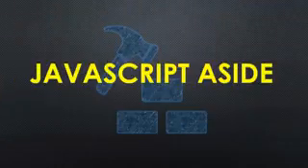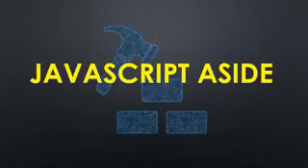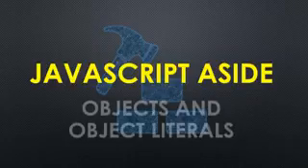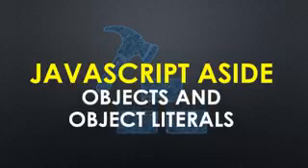It's time for another JavaScript aside, something that's part of the JavaScript language that we need to have clear in our minds in order to understand something that we'll see in Node.js. This time, it's objects and object literals. In order to understand objects, we first need to understand name-value pairs.